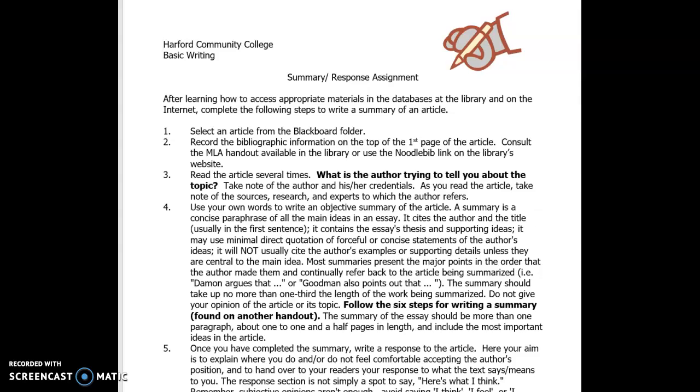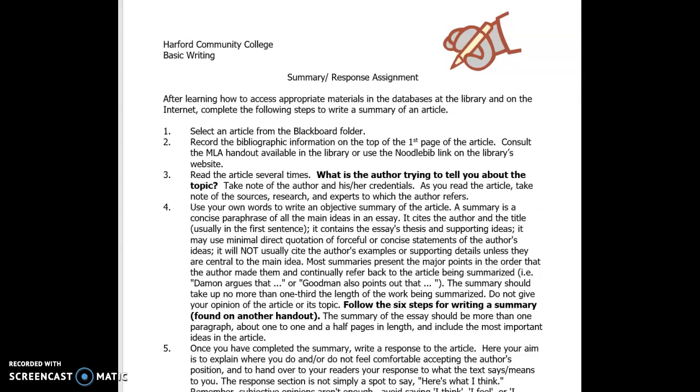Okay, so today we are going to think about and work about steps 1, 2, 3, and 4. Really focusing on the summary part of the summary response assignment. So what you're going to do is select an article from the Blackboard folder. Look through them, see which one speaks to you. You're going to record the bibliographic information on the top of the first page of the article.